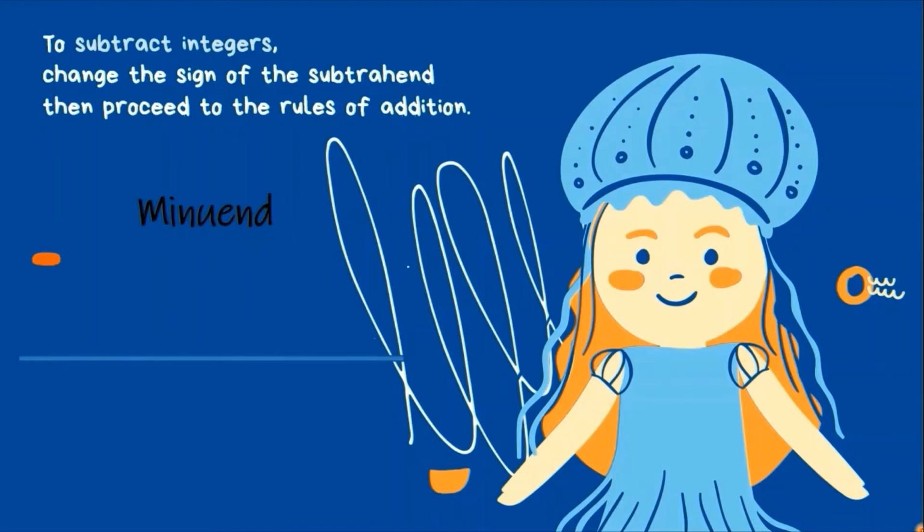Ang minuend ay ang number na binabawasan. Kung ang ating subtraction process ay vertical or nakatayo, ang minuend ay yung nasa taas. Kung horizontal naman or nakahiga, minuend yung nauuna. Siya yung babawasan. And this one is the symbol for subtraction, minus.